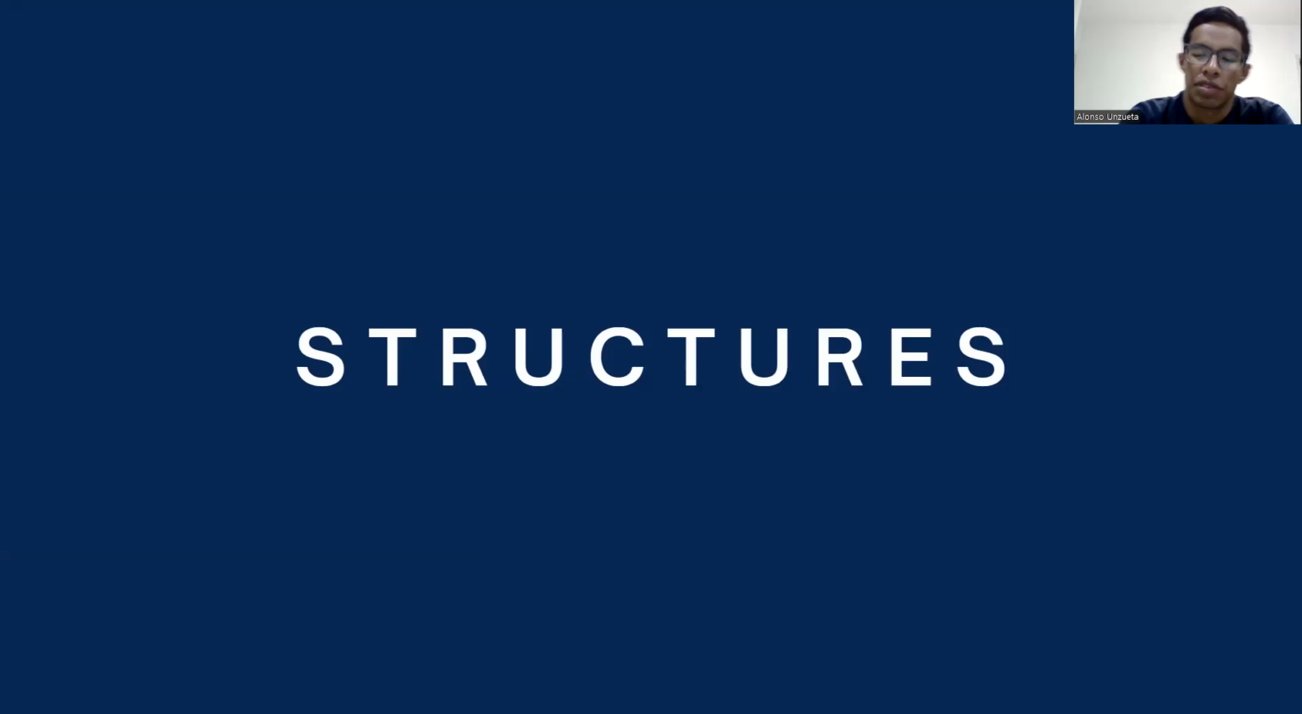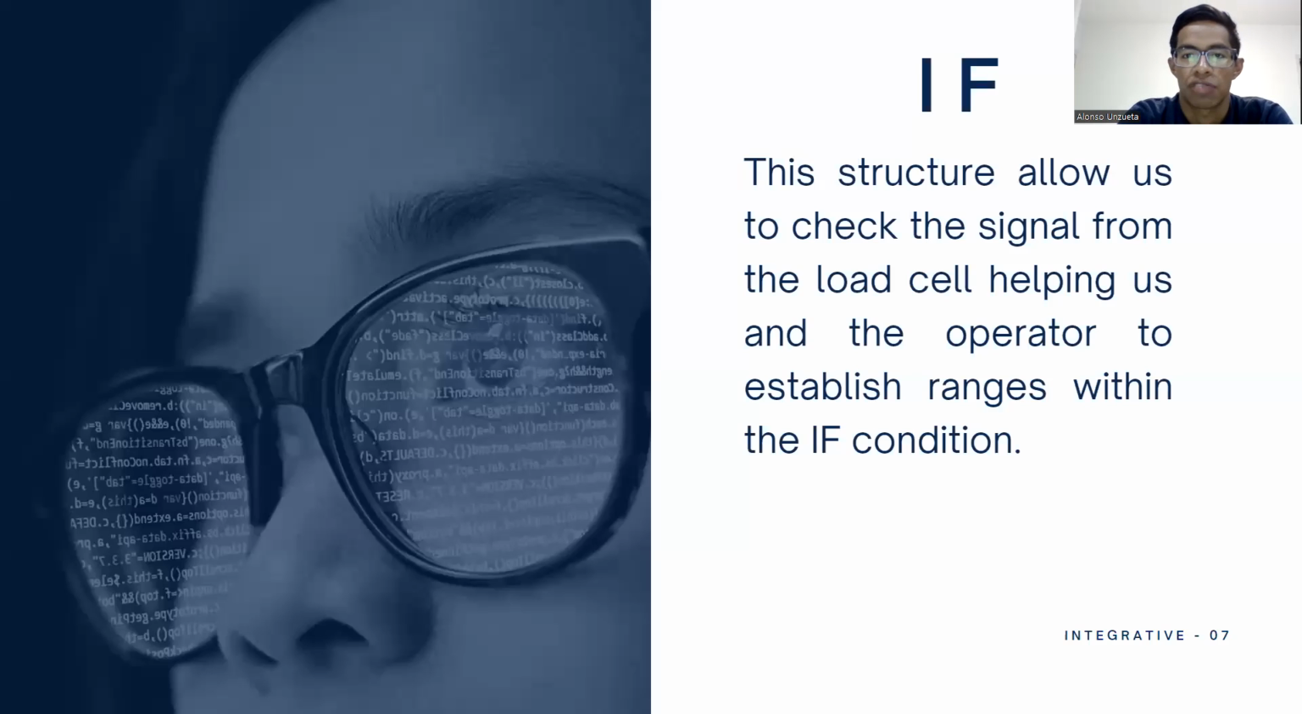Well, let's start with some structures of our program. Well, with the principal or main structures of the program. The first one is the if structure. These structures allow us not only to check the signal from the load cell, but also from other sensors. But in the case of the load cell, it helps us and the operator to establish ranges within the condition.